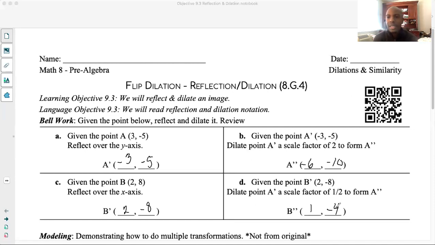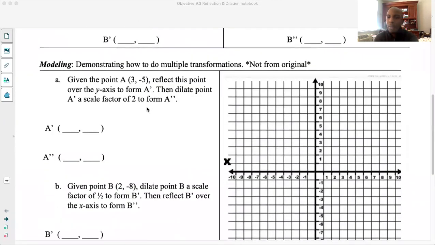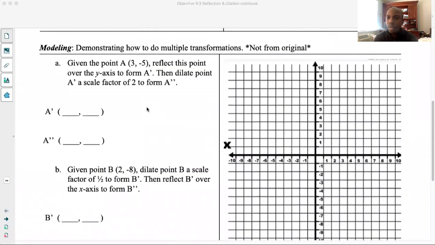I'm going to clear the text in 3, 2, 1. All right, let's keep going. So what I want to do is this. I want us to practice doing multiple transformations. Now note, I want us to practice doing them not from the original.